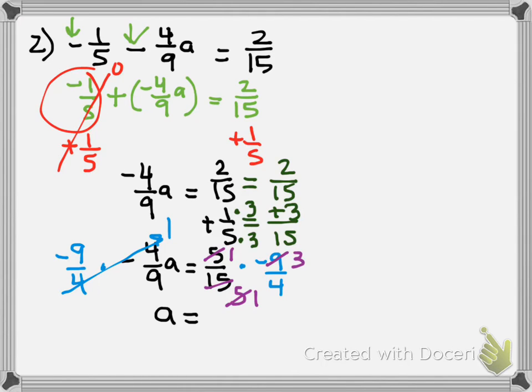So what am I left with on top? Let's see, my signs are different, so my answer is going to be negative. 1 times 3 is 3, that's in the numerator. 1 times 4 is 4. And so my answer works out to be a equals negative 3/4.